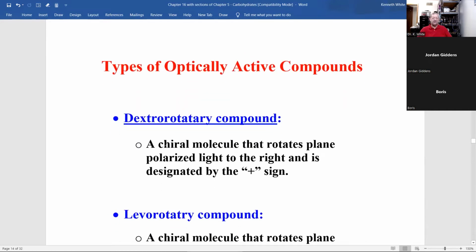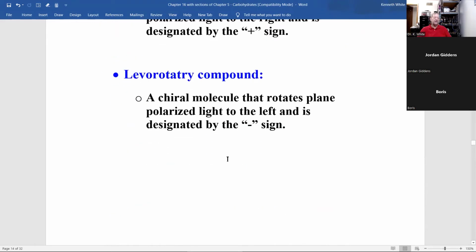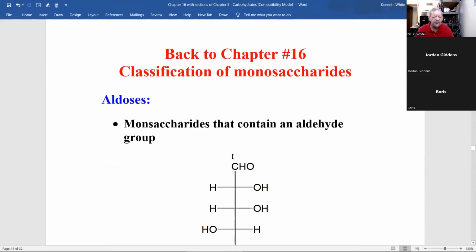And I'm going to skip this about dextrorotatory, which rotates plane polarized light to the right. Use a plus sign in the name. Levorotatory rotates it to the left, and you have a minus sign. All right, let's go through some stuff. And this is going to be, click, the switch is off.